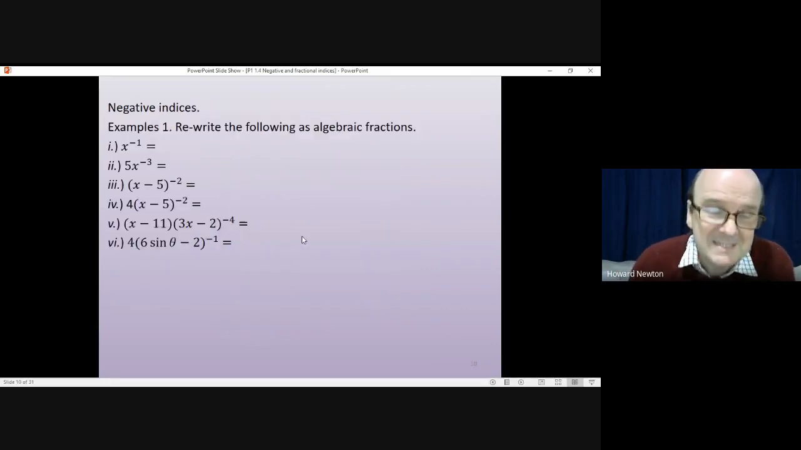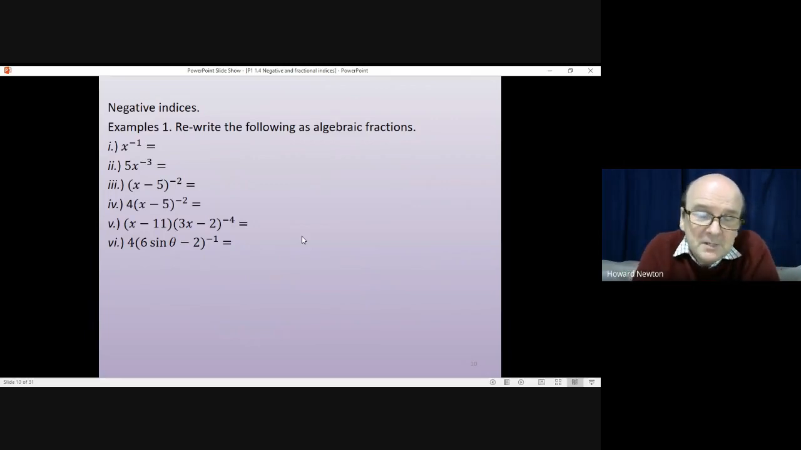Okay, have a go at doing these 6 examples. Don't look for anything complicated here. We are just rewriting them. So when it says minus 1, you're going to do 1 over. In fact, when it says minus, you will be doing 1 over something. Pause the video, have a go at doing these 6 questions, and then come back to me.